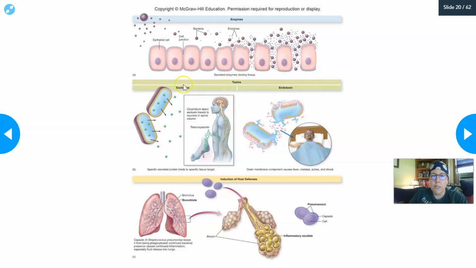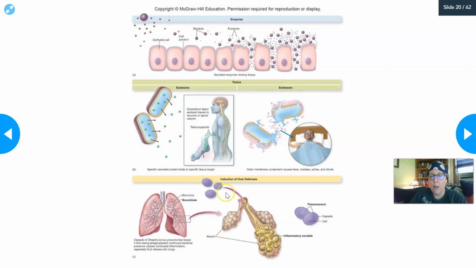And then your toxins, you have exotoxins and endotoxins. So exotoxins are toxins that are secreted by bacteria. So the tetanus toxin that's secreted by Clostridium tetani, that's a neurotoxin, that is an example of an exotoxin. And then the endotoxins are the cell wall of gram-negative bacteria, causes fever, makes you feel really like crap. And then an overreaction of the immune system or the host's defense.